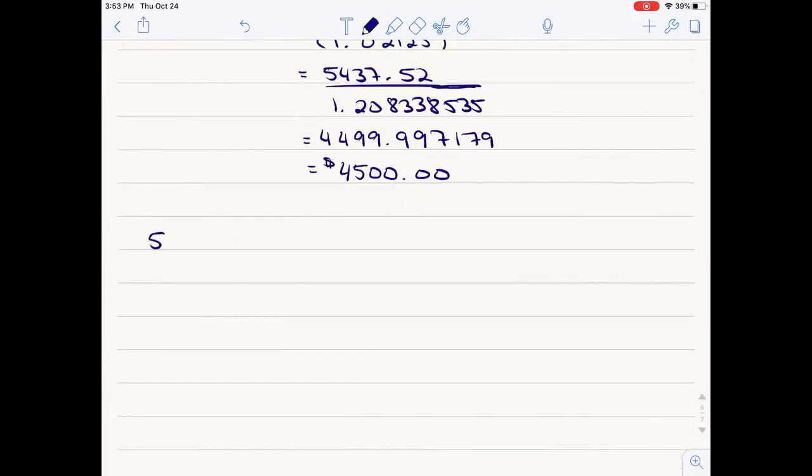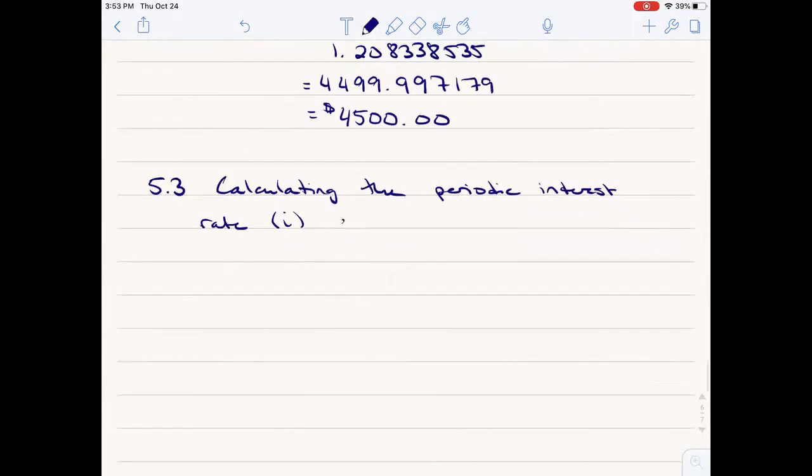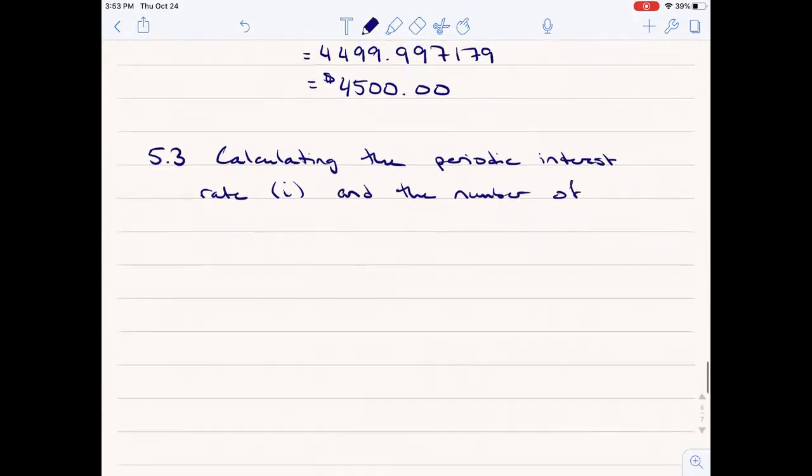So section 5.3 is calculating the periodic interest rate I, and the number of compounding periods N.